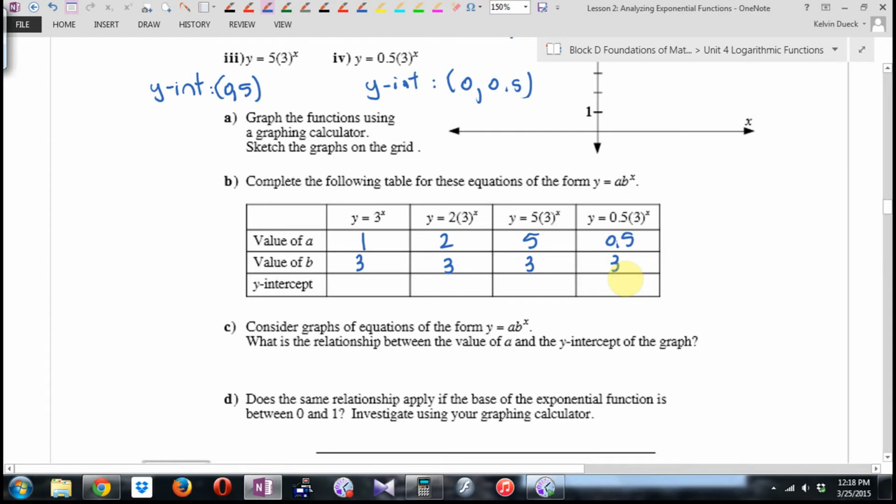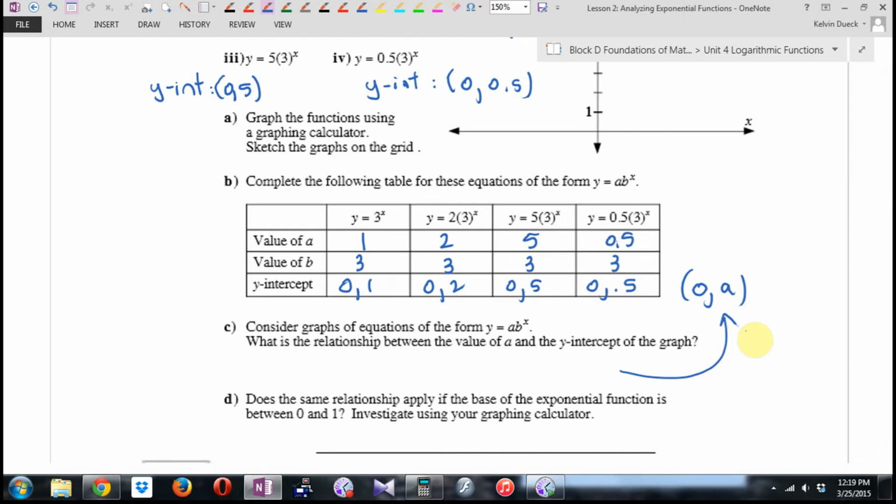The base changes how steep it gets. B changes how steep it is. But A, Grayson, tells you the y-intercept. It's going to go through 0, comma 1, 0, comma 2, 0, comma 5, 0, comma 0.5. In fact, if I want to generalize it, every exponential graph has a y-intercept of 0, comma A. That's the answer to part C. It says, what's the relationship between the value of A and the y-intercept? The y-intercept is going to be 0, comma A.